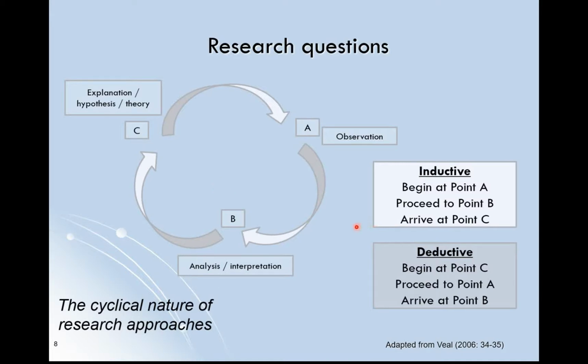Okay, so this is the cyclical nature of research approaches, which comes from VO 2006. The reason I'm making this video is just to clear up some issues about the nature of inductive research. And I think this is a really great diagram for explaining this to us.